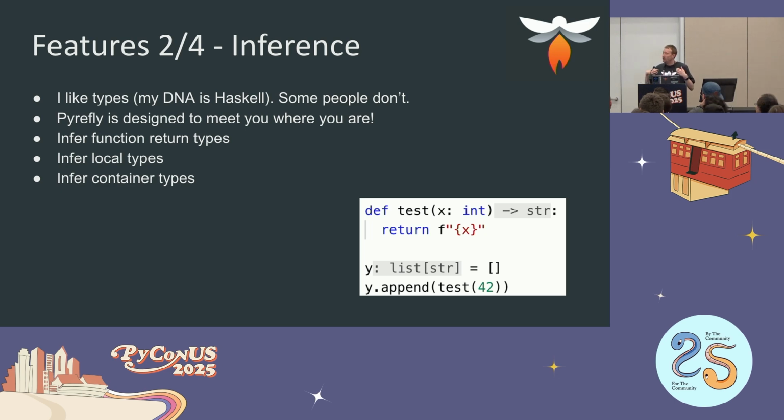So it's designed to infer function return types, local types, and container types. So if you see, going back to the example at the beginning, it infers that this returns a string. It infers that the container must be used as a list of string. It just kind of all works out, and then it kind of does everything else. And then it also tells you what it inferred. So if it ever gets a mismatch, you can see its thought process, really.